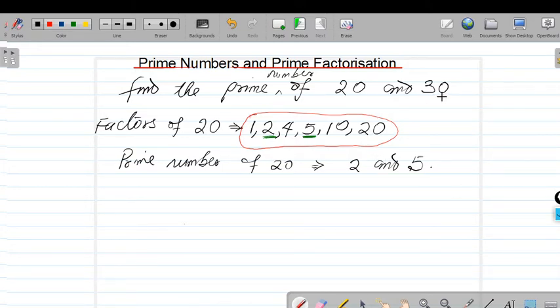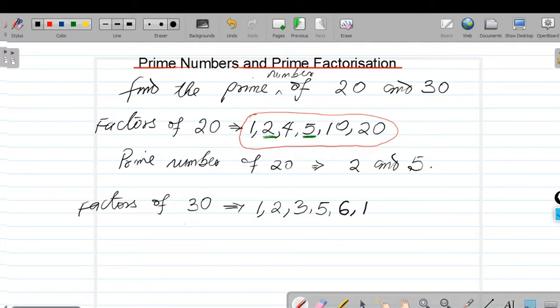Then if you're asked to find the prime numbers of 30, first of all, we need to find the factors of 30. Now the factors of 30, what are the numbers that can divide 30? We have 1 can divide 30, 2 can divide 30, can 3 divide? Yes, 3 can divide 30, that gives you 10. 4, no. 5, yes, 5 can divide 30, that gives you 6. 6 can divide 30, that gives you 5. Can 7 divide? No. 8, no, 9, no, 10, okay, 10 can divide 30, that gives you 3. 15 can divide 30, and 30 can divide itself. So these are the factors of 30.